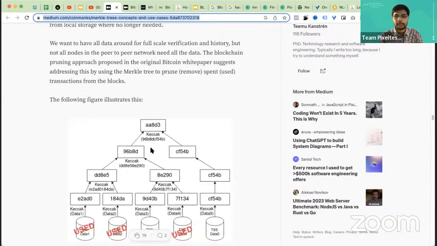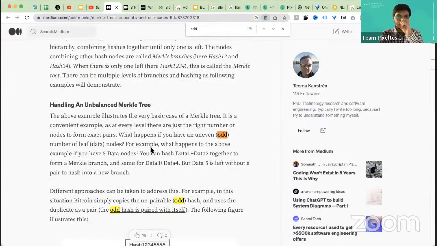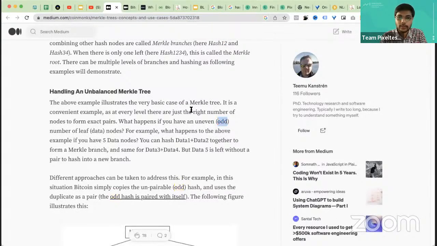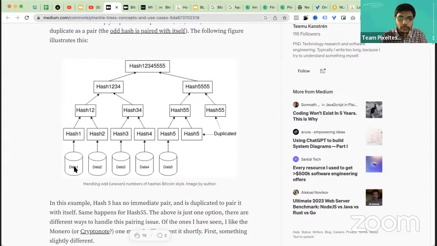Whenever you have an unbalanced Merkle tree, say you have 5 transactions here, you do a hash of all of these. So you have 5 hashes, and for the last transaction you duplicate the same hash, and then do the hash of both on the level above. For example, if there are 4 transactions, this is how it will go: hash 1 2 will happen, hash 3 4 will happen, hash 1 2 3 4 will happen. But if there are 5, you first do hash 1 2, hash 3 4, then you do hash 5 5, right? This is how it will go.